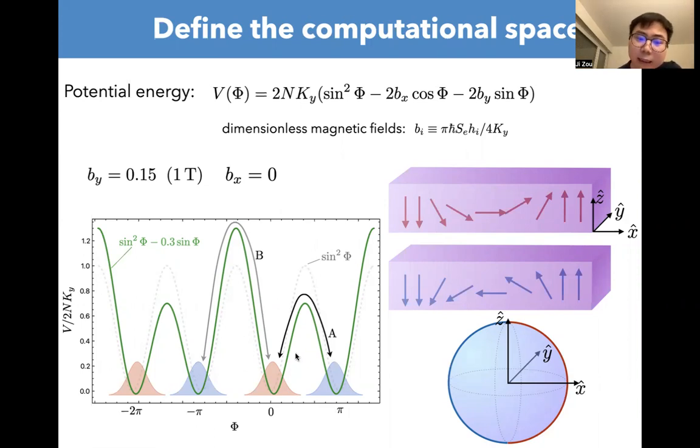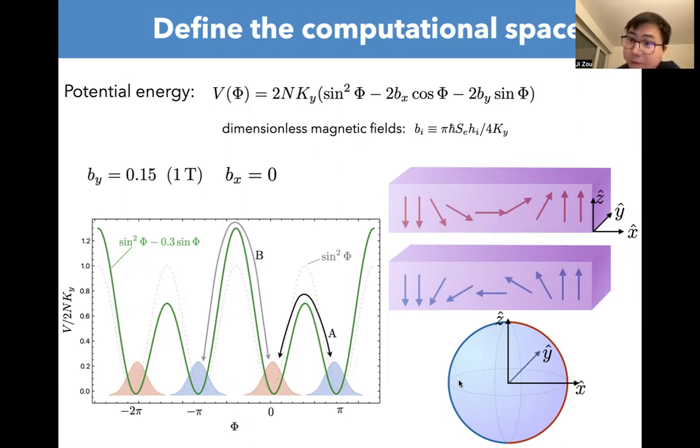Another tunneling process is through this barrier at phi equal to minus pi over 2. That is basically the minus y-axis. So the textures would go out of plane and then through the minus y-axis, and we can tunnel to this phi equal to minus pi state, which is basically the negative chiral state.